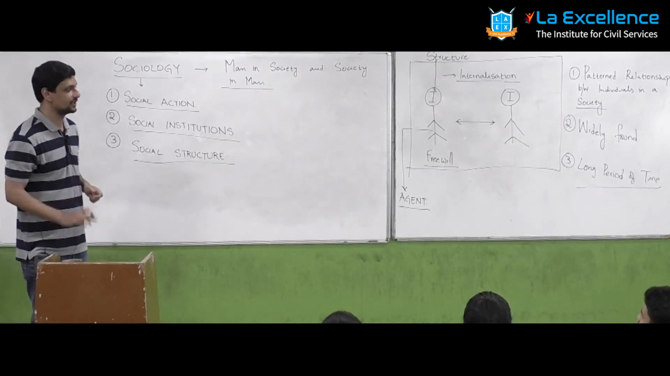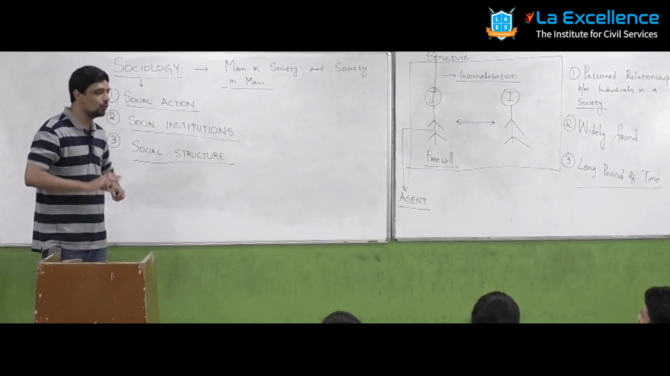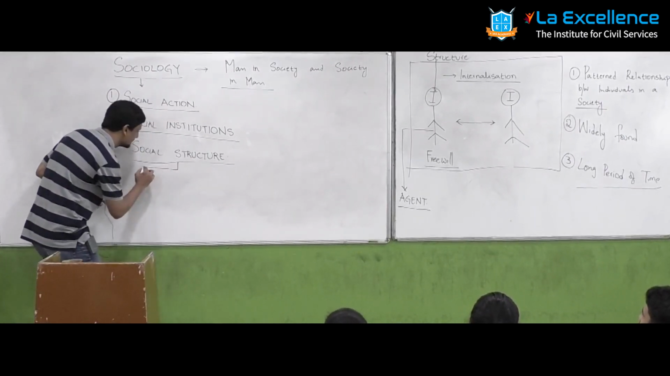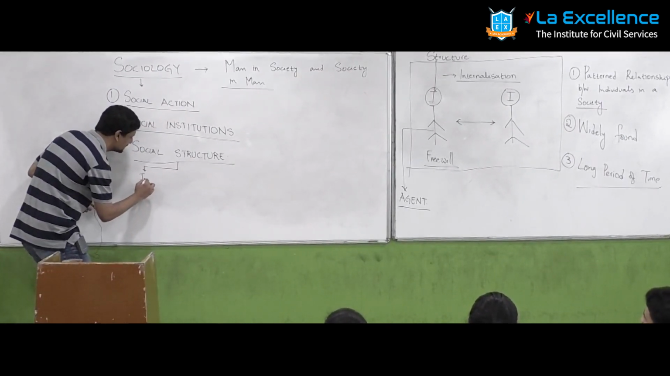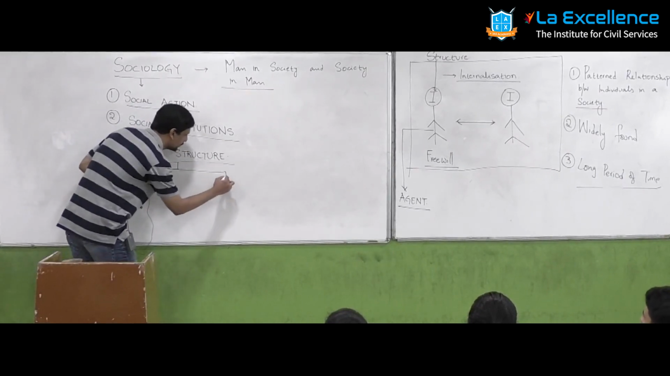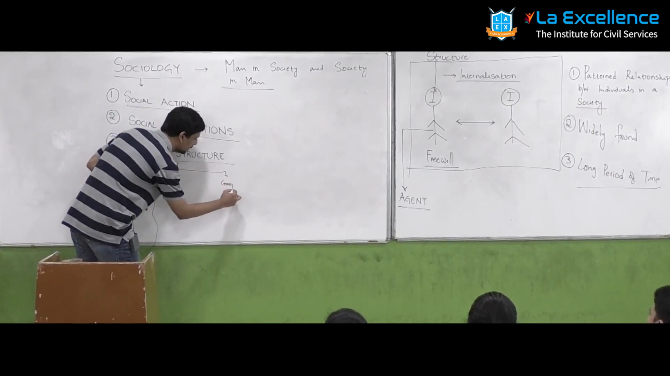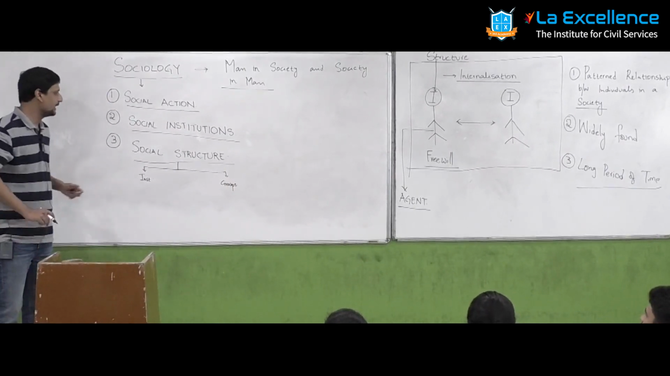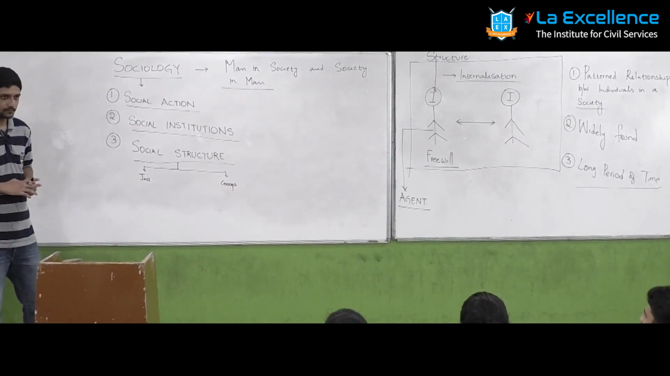What is the meaning of social structure, right? There are two meanings of social structure. When we say social structure, it means two things, okay? One is related to institutions, the other one is related to groups, okay? So what do we mean by social structure?